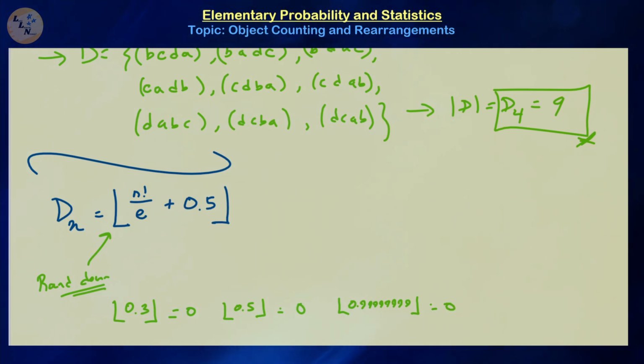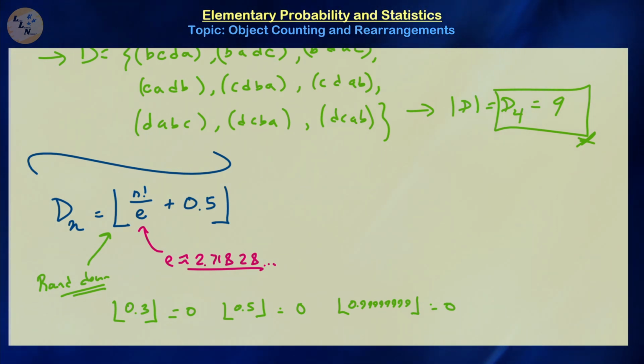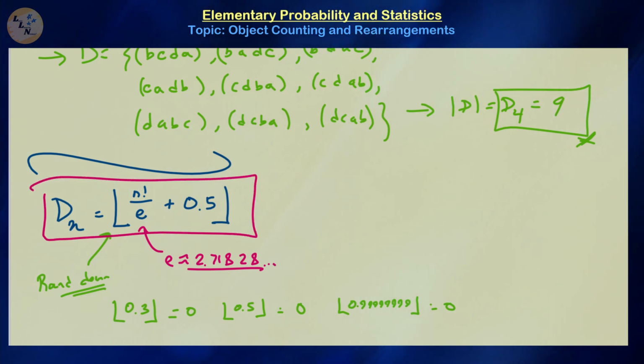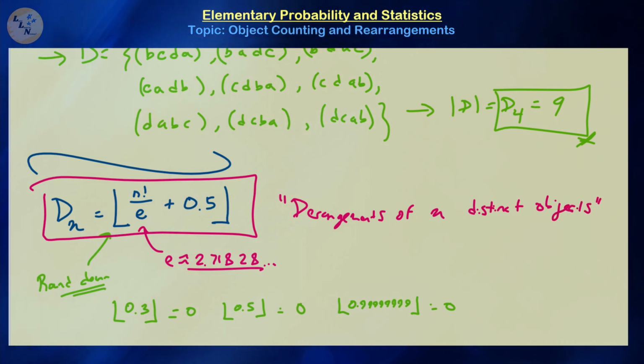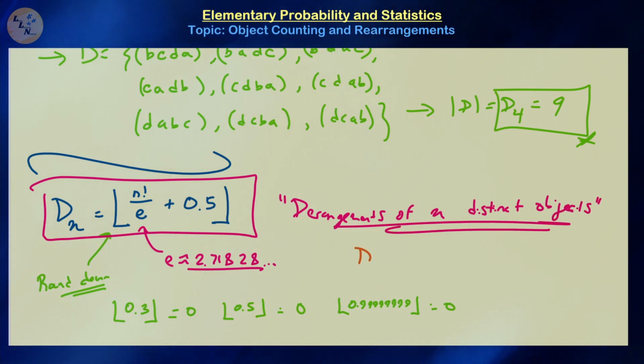Right? So what is this e then? e is the exponential base, maybe you saw that in pre-calculus or somewhere. That's approximately equal to 2.71828. There are infinitely many decimals there, but that's an approximation for it. So that is the number of derangements of n distinct objects.